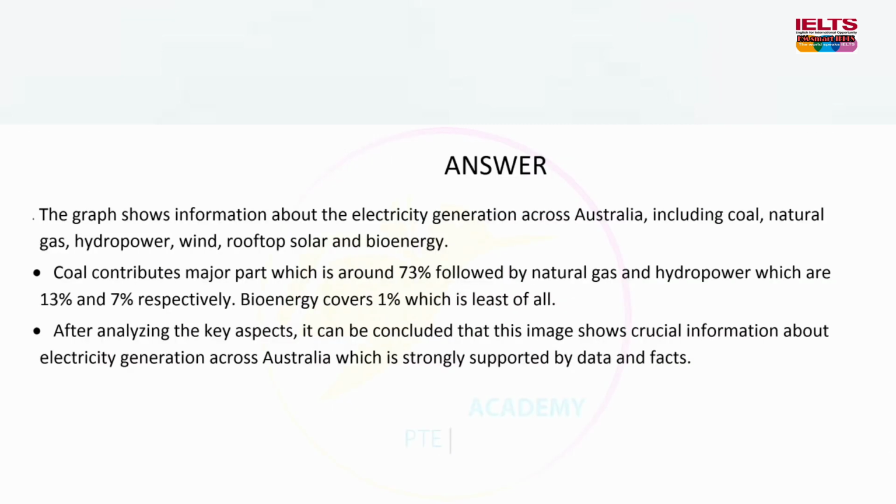The graph shows information about electricity generation across Australia, including coal, natural gas, hydropower, wind, rooftop solar and bioenergy. Coal contributes the major part, which is around 73%, followed by natural gas and hydropower, which are 13% and 7% respectively. Bioenergy covers 1%, which is the least of all.